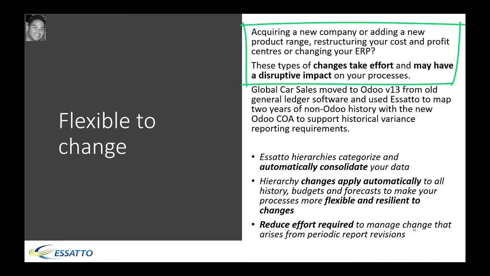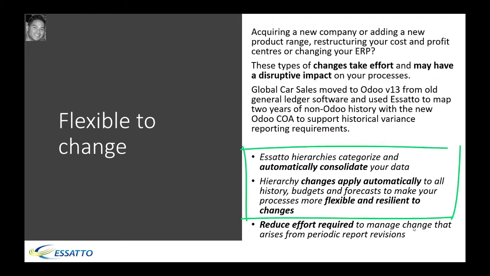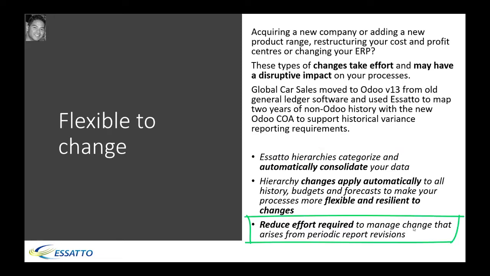Essatto hierarchies enable central management of the reporting structures that group and consolidate your business data. Changes in an Essatto hierarchy are automatically applied to history, prior budgets, and prior forecasts. This feature can save many hours of effort required to manually update existing reports. Essatto hierarchies reduce or remove the effort required to update existing reports to incorporate new accounts, products, customers, or companies.